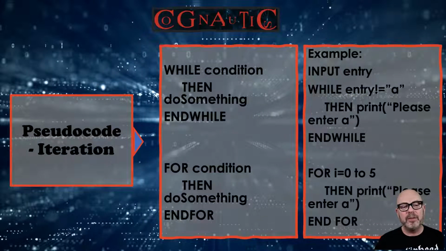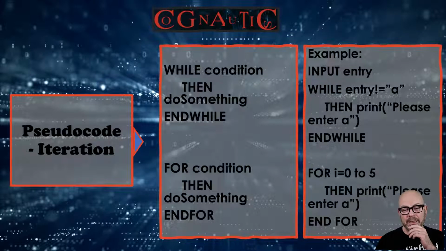All right, so let's look at pseudocode iteration and look at the while loop. So: while condition X, then do something, end while; or for condition, then do something, end for. So you've got two examples there, okay? Input entry. While entry is not the same as A's (that's the exclamation mark followed by the equals), then print, please enter A, end while. So that's setting up that condition.